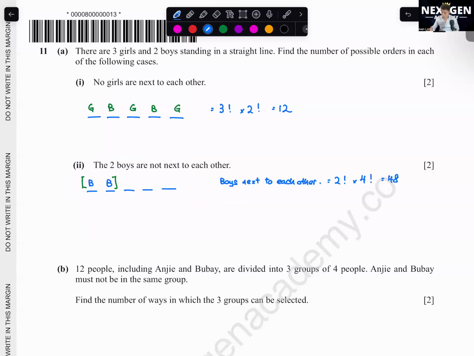48. Now, not next to each other, we will take total minus next to each other. So total will be 5 factorial, then minus 48. This will be 120 minus 48, which is equal to 72.